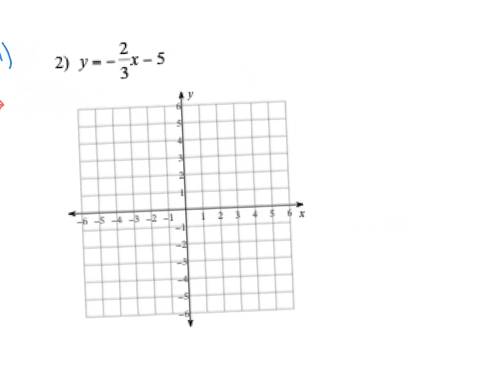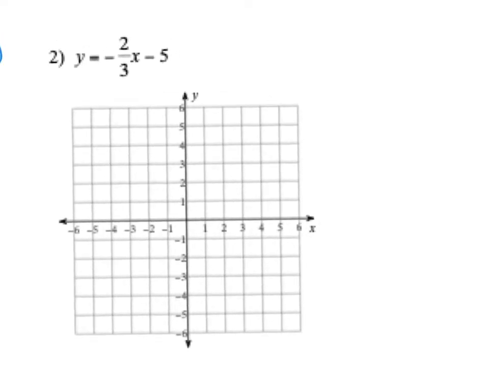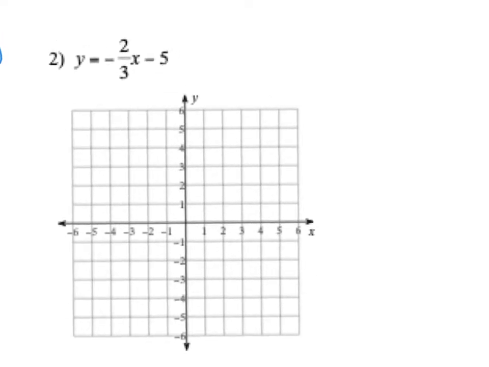Let's try another one. My b for this line is -5. If there was a plus in front of that 5, my b would be +5. So I begin at 0, -5. So that's going to be right here.